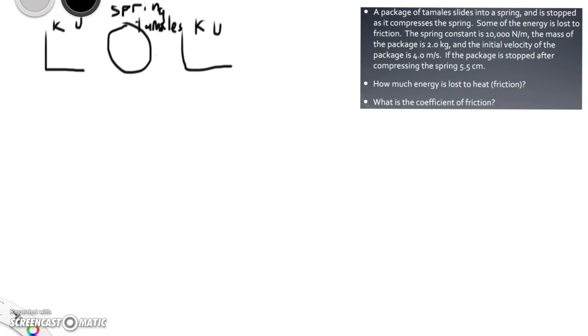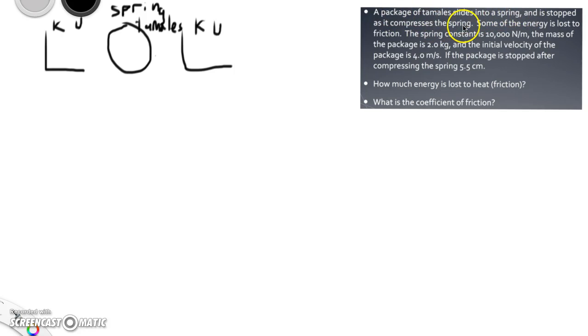Okay, sometimes when we look at a problem for conservation of energy, the system is an open system, which means that energy can either enter the system or leave the system. And so I want to show you guys how you might set up something like that. I've already drawn out an LOL chart for us, and we have a package of tamales sliding into a spring.